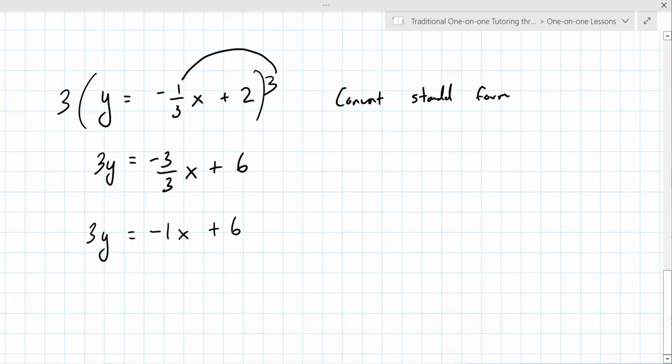And from here, you have to get x and y on the same side. So you're going to add x to both sides. So you get x plus 3y equals 6.